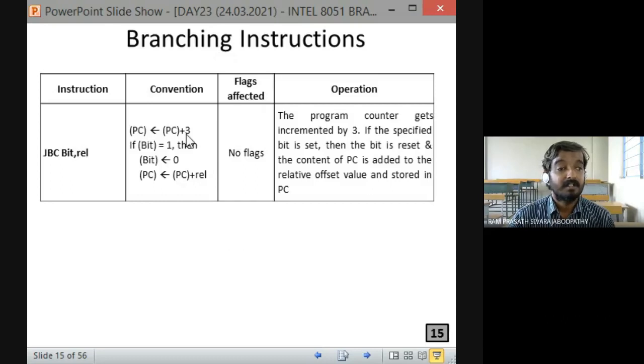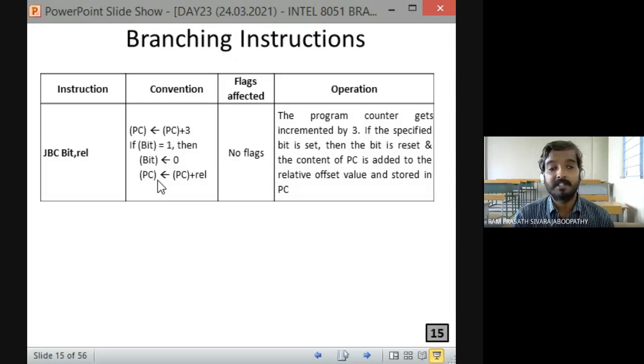Here it is a 3 byte instruction, so the program counter is first getting incremented by 3. If the bit is equal to 1, then what happens? The bit is cleared, and the offset value gets added. I hope it is clear.